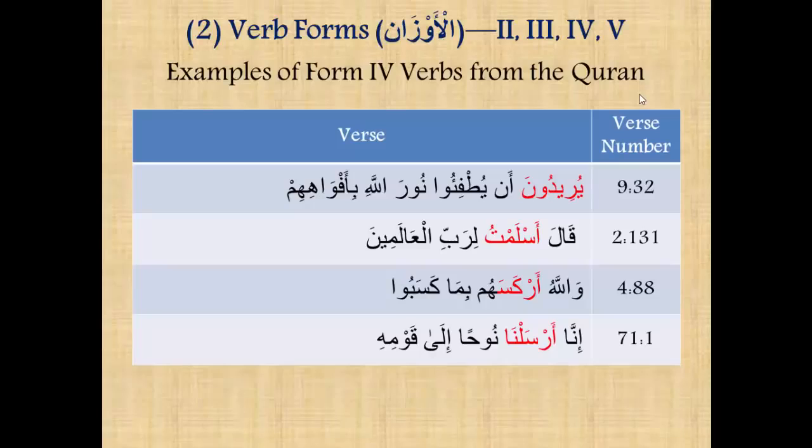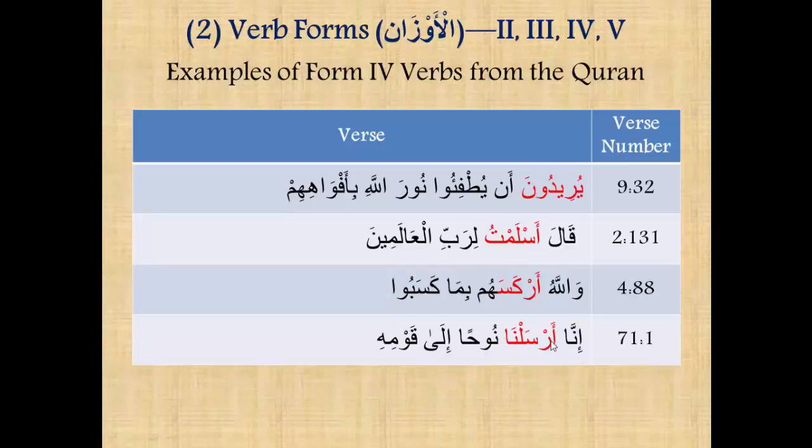Form 4 verbs taken from the Quran. يريدون أن يطفئوا نور الله بأفواههم. So we have the verb يريدون, they want or they desire, a Form 4 verb. قال أسلمت لرب العالمين. أسلمت, right? أفعلت. والله أركسهم بما كسبوا. أركس, أفعل. إنا أرسلنا نوحا إلى قومه.